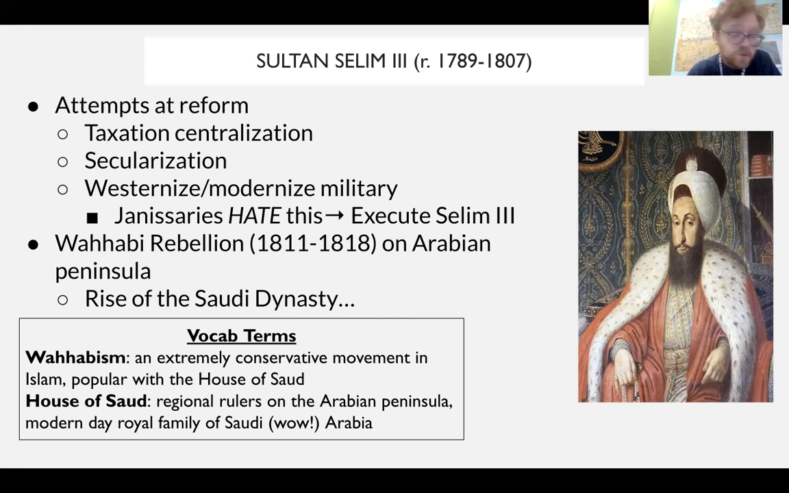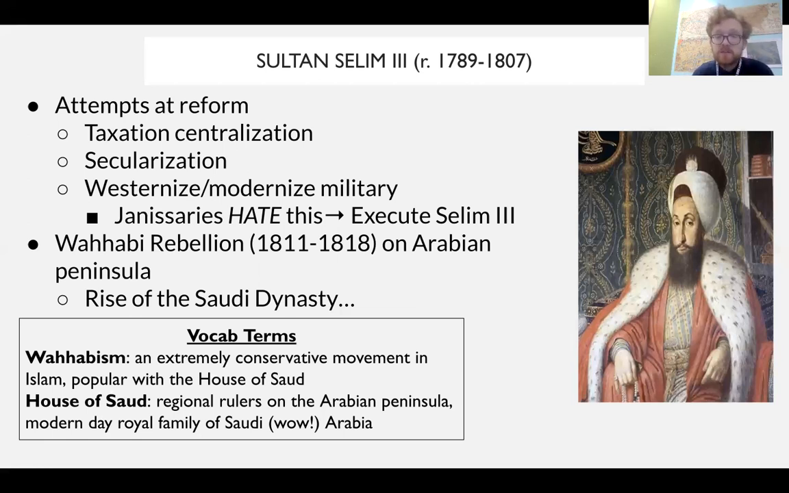So the attempt to secularize the Ottoman Empire is going to face major backlash by the ulama, the Islamic intellectuals. But there's also an attempt to decrease the importance of the Janissaries, who, as you remember, are the very conservative military faction of the Ottoman Empire. And boy, howdy, do the Janissaries hate this. The Janissaries hate this so much that they will find an excuse to execute Selim III for treason.